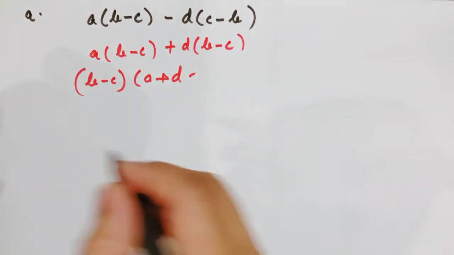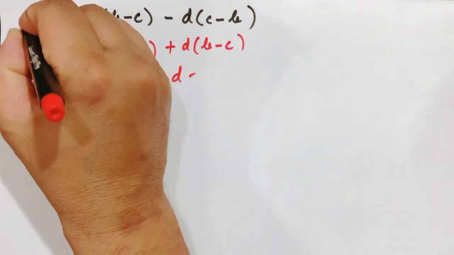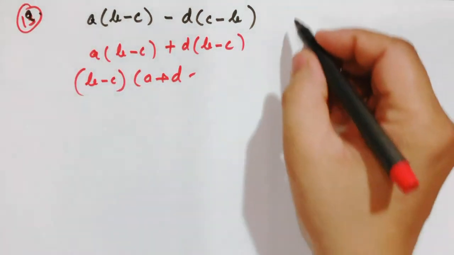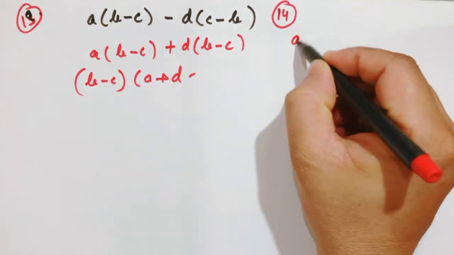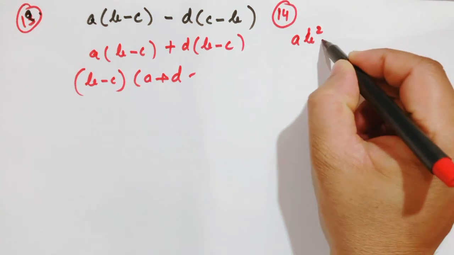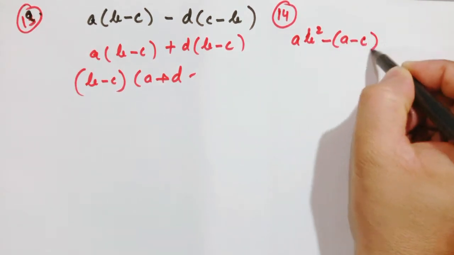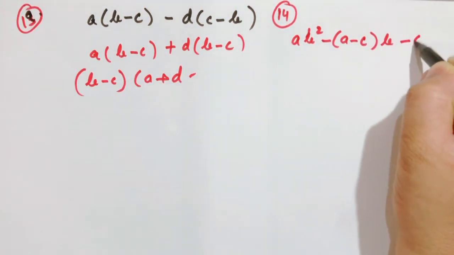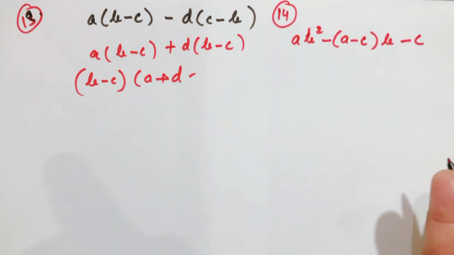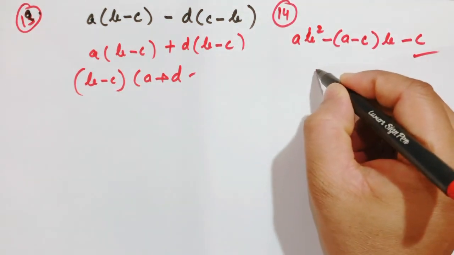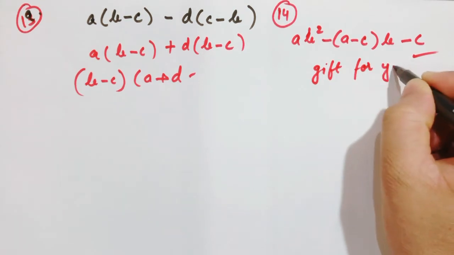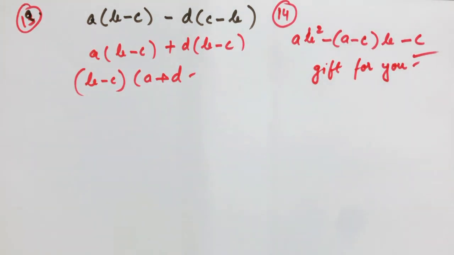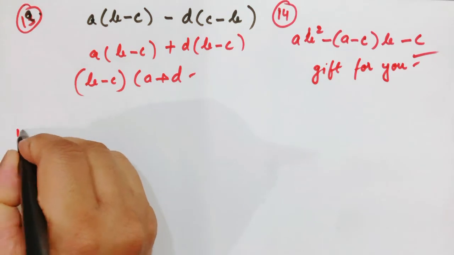चलो और कुछ देखिए क्या. नंबर 14. This was number 13 है ना. In number 14, what we have? We have a b square minus a minus c b minus c. Same type here. Can't you people do it? So this is for you. Okay, this is a gift for you. You do it yourself. ठीक है. आगे बढ़ते हैं नंबर 15 में.